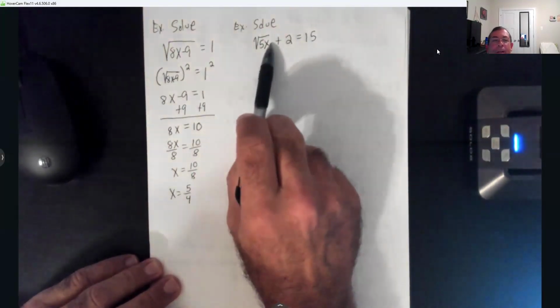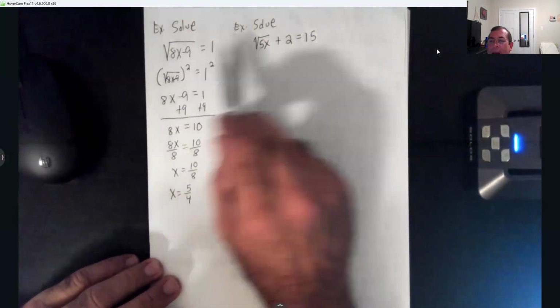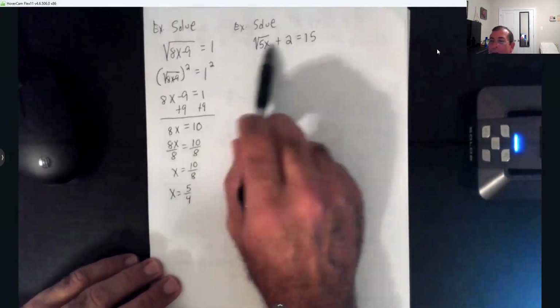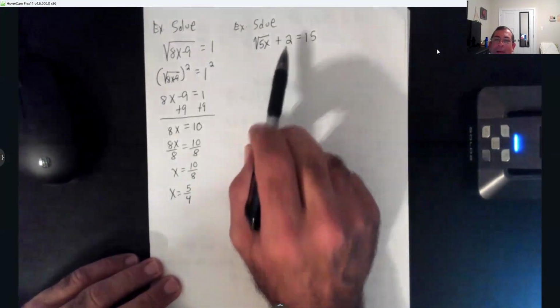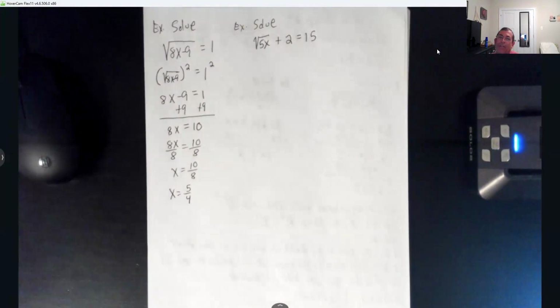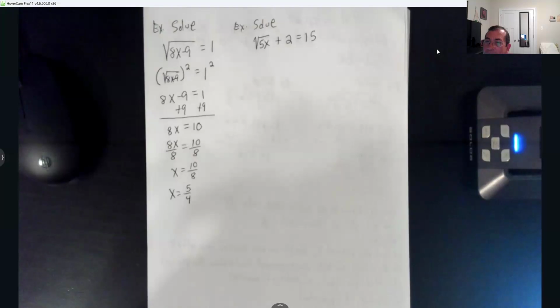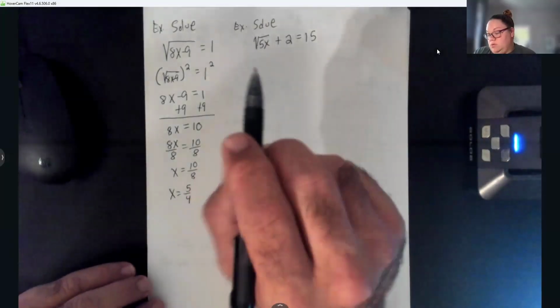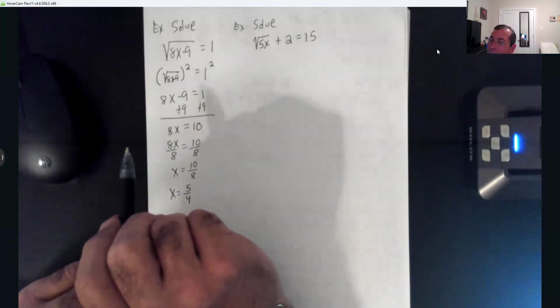So now look at the difference. Over here, everything was under the radical. Well, over here, everything ain't under the radical. That 2 is not under that radical. So remember the first step I said? Y'all need to get that square root of 5x by itself. So add 2. Oh, you're so close.